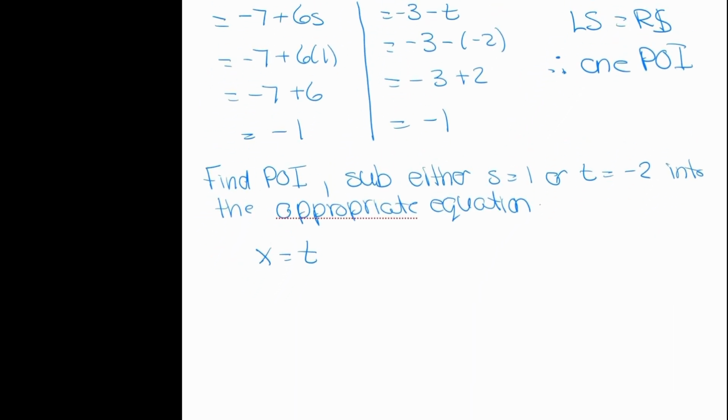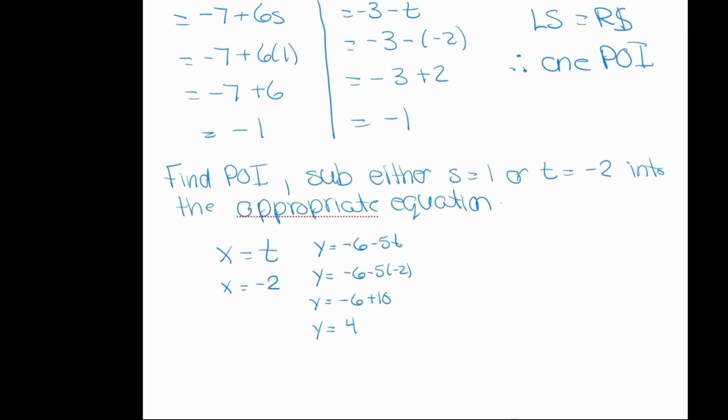So if we have x equals t, and we know that t is equal to -2, then there's our first coordinate. Y in that one was -6 minus 5t. So y will equal -6 minus 5 times -2. So y will be equal to -6 plus 10. So our y value at our point of intersection will be 4.